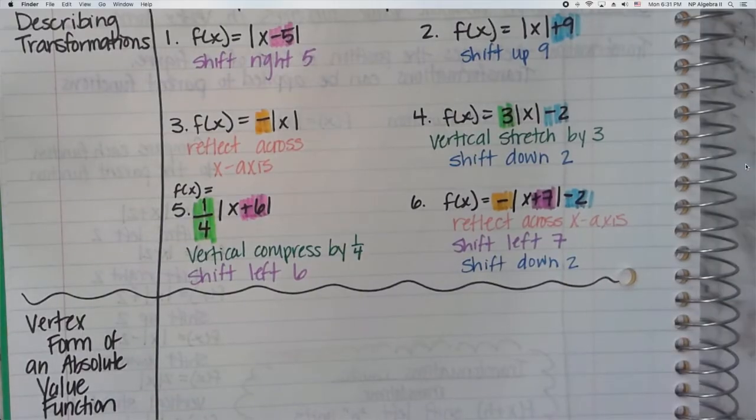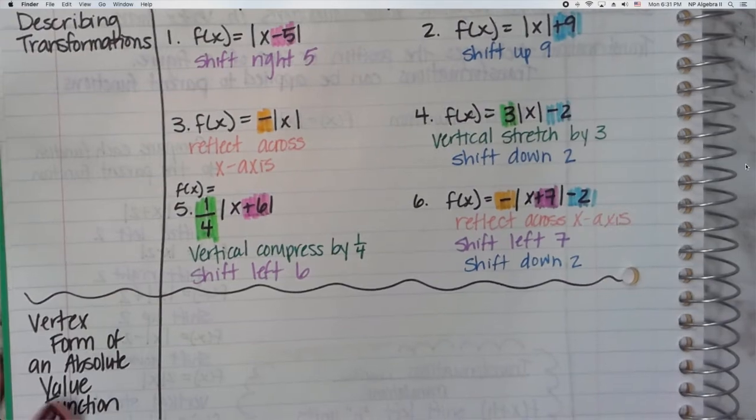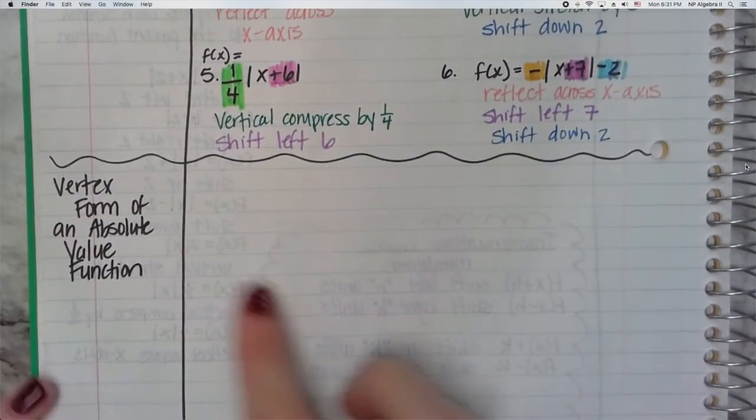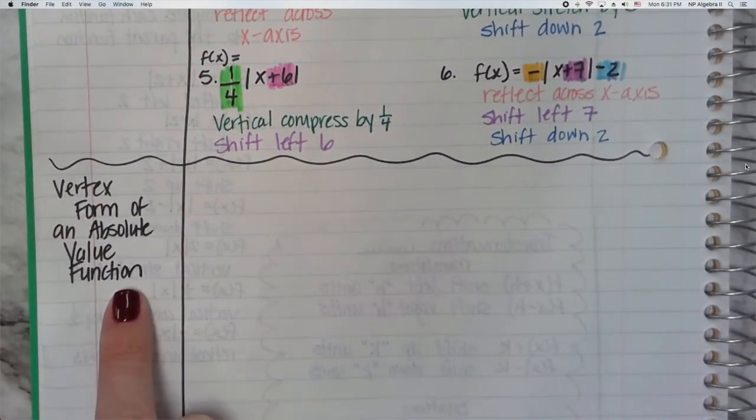Okay, now Ms. Wolfer, why is this so important? This is so important because graphing an absolute value function that is written in something called vertex form is super simple. You don't even need a table. And so that's the next section of our notes, vertex form of an absolute value function.